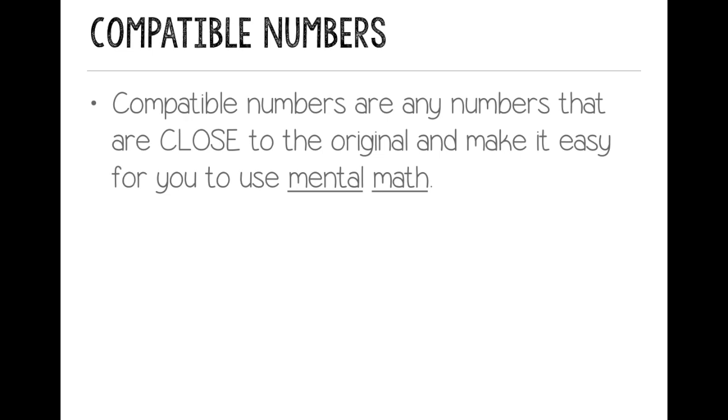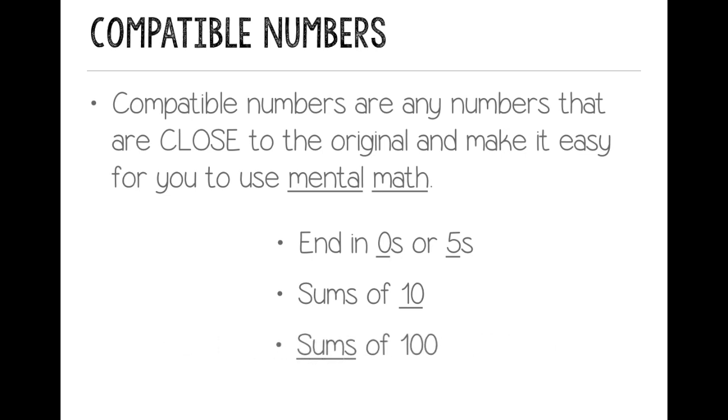Compatible numbers are close to the original and they make it easy for you to use mental math. That's what it means when we say compute mentally. You're able to do that math in your head. So a lot of times compatible numbers will end in zeros or fives. They might be sums of 10, so that's two numbers that can make 10 when you add them together, or sums of 100. And when you see sums of 100, a lot of times you'll see 25s, 50, 75, and 100, because when we're counting by 25s, it's like counting with quarters, and most people are able to count quarters pretty easily, so having 25, 50, 75 makes it a little bit easier for them to do the math in their head.